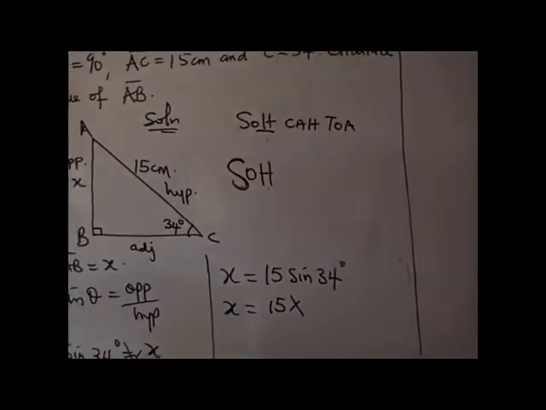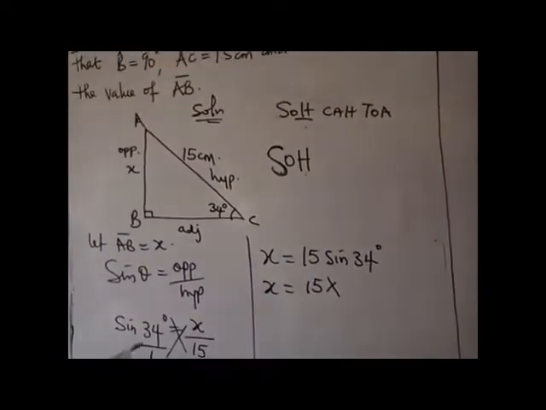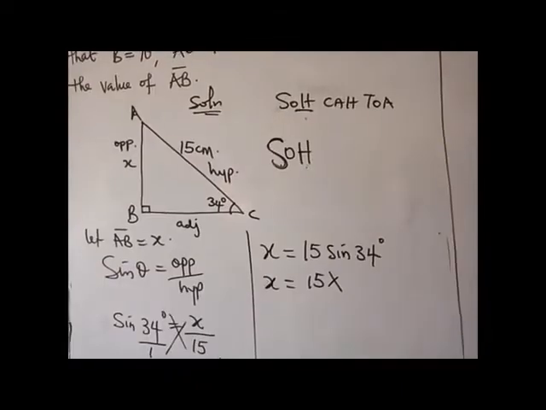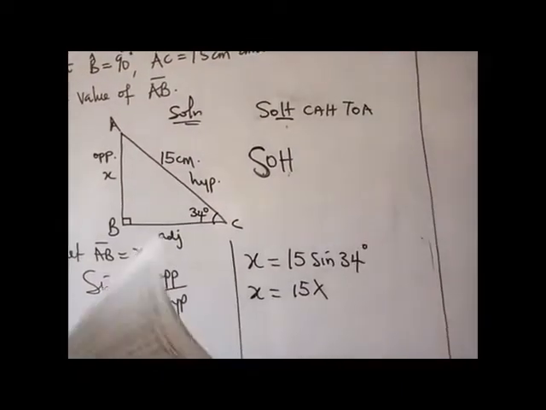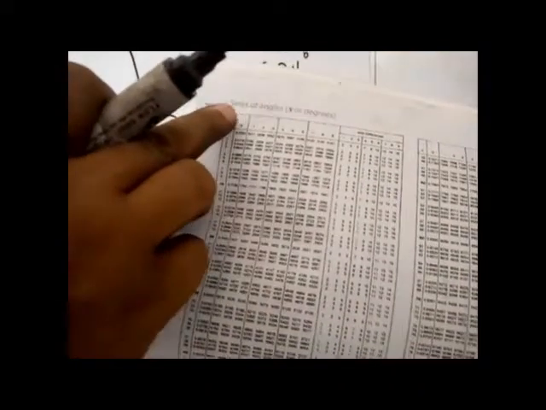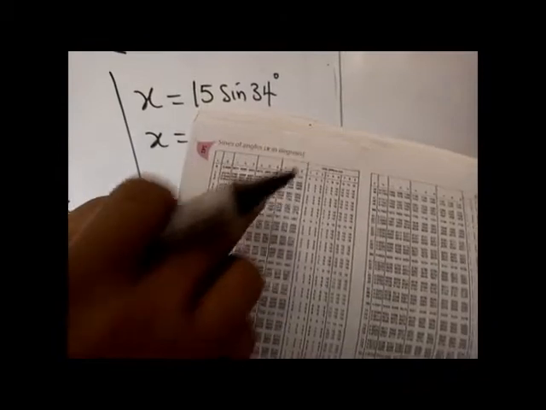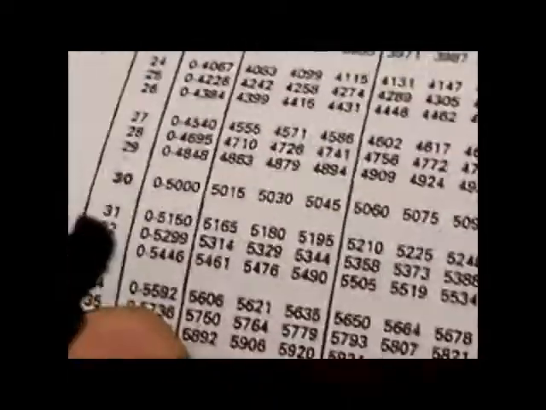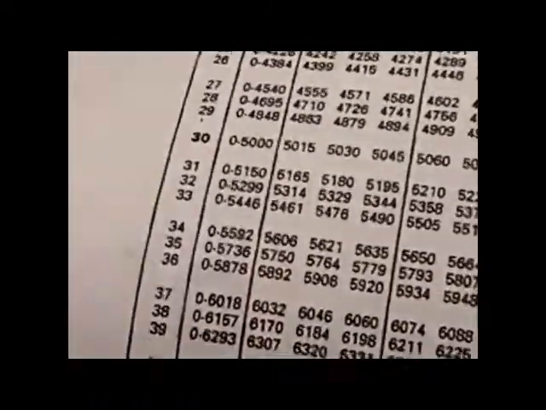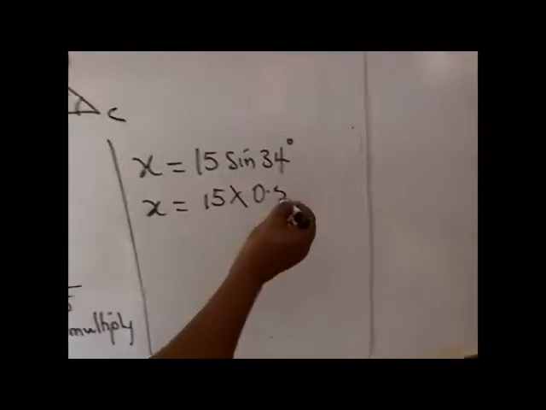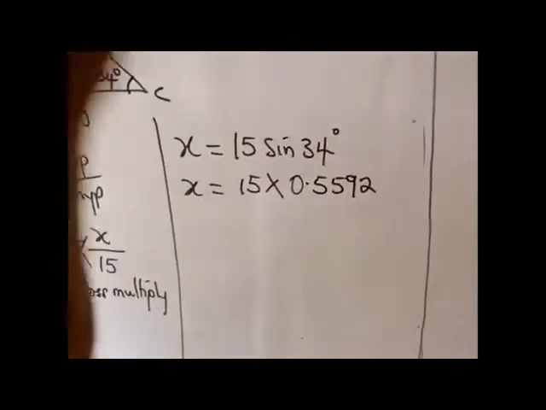We have to go to our four figure table and check under sines of angles. If you have a four figure table, you have sines of angles, X in degrees. You go down under X to 34 under 0. The first number you get there is 0.5592. That is sine 34.